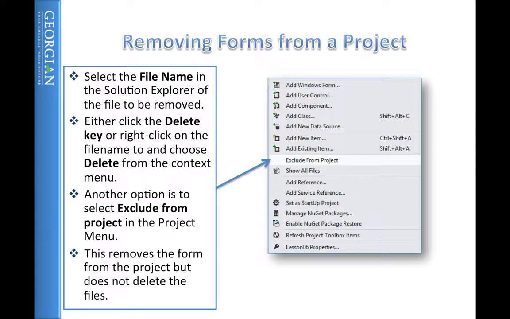So you click on the form first, go to your project menu, and click Exclude From Project. It'll actually remove the form from your project manifest, but not delete the files, which is a good thing too, because you may want to remove it because maybe it's screwing up your project somehow, right? And you're doing some troubleshooting, and then you put it back in. You can do that without deleting the files. So there are options for removing forms from your project.